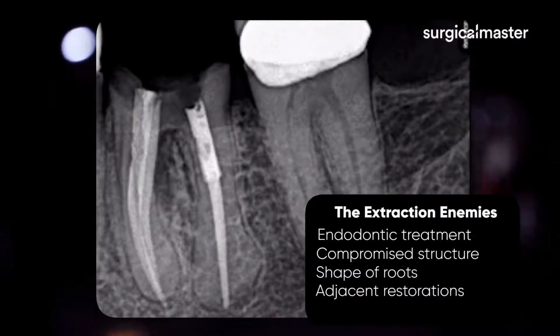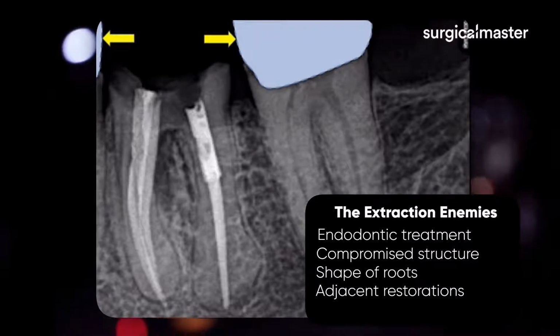The fourth challenge are the adjacent teeth. You need to see if the adjacent teeth have any type of restorations. And why is that important? Because when you're applying forces to extract a tooth, especially a challenging extraction like this one here, you can apply forces on the adjacent restoration that are potentially destructive, and you may cause even a breakage of the tooth or the restoration.